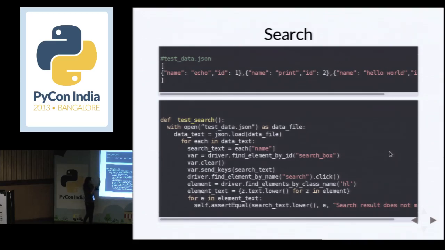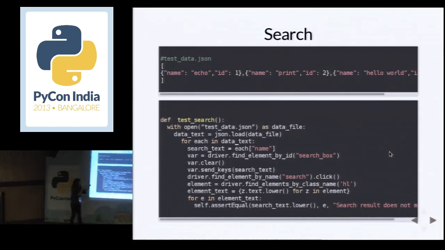Now I need to ensure that my search box is clear, so I use the clear method to clear it out. Then I use the method send keys, which sends that particular data into the search box. Now I click on the search button, which I find using the method find element by name, and I perform a click action on it.